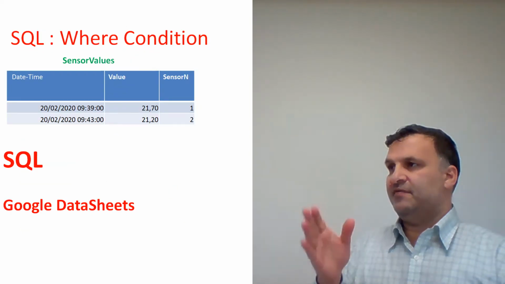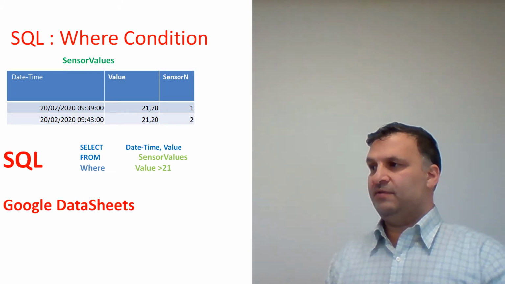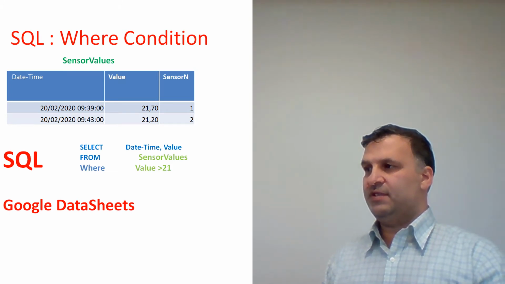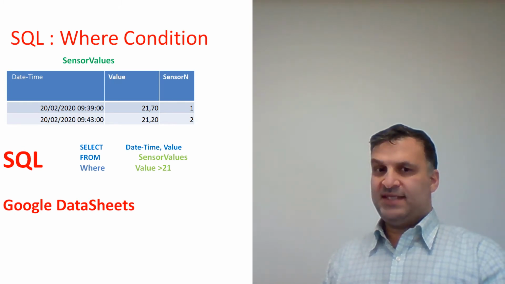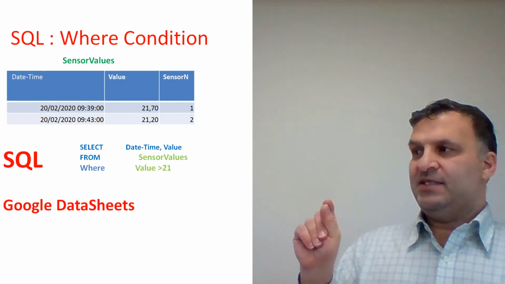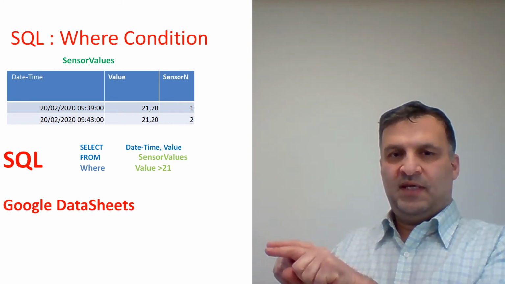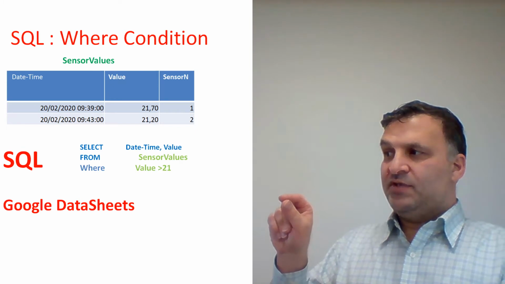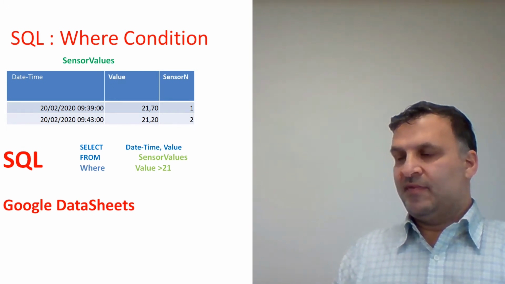For example, I have sensor values, I have SQL: select datetime, value from sensor values where value is more than 21. What does it mean? That means we will choose only 2 columns from the table, and we will choose only the values that are more than 21. It is a type of filter.